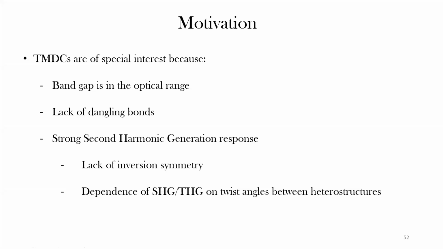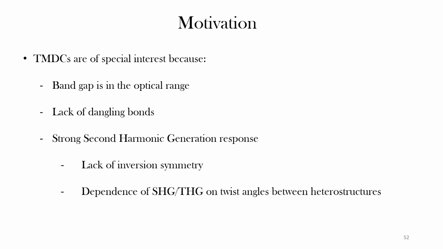TMDCs are of special interest because of many reasons. After the discovery of graphene, a lot of research interest grew in 2D materials. Graphene is a semi-metal and it has a closed band gap, but in TMDCs, the band gap is present in the optical range, that means visible and near infrared region. So that gives us an edge on graphene. Secondly, they lack dangling bonds, which means it is possible to restack these TMDC materials in the vertical direction without worrying about their lattice mismatch, which makes them more useful in electronics.